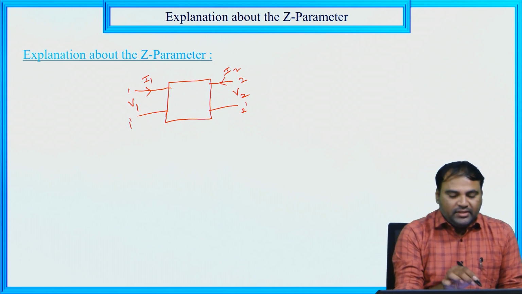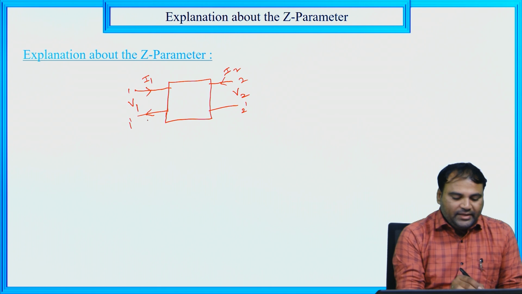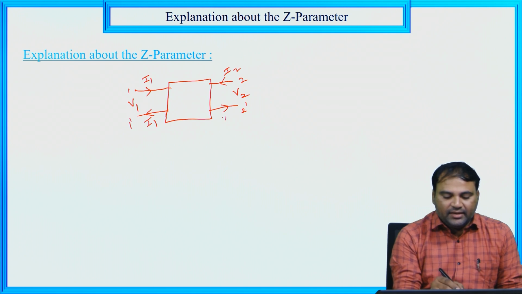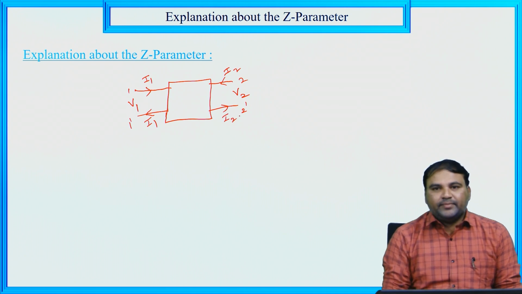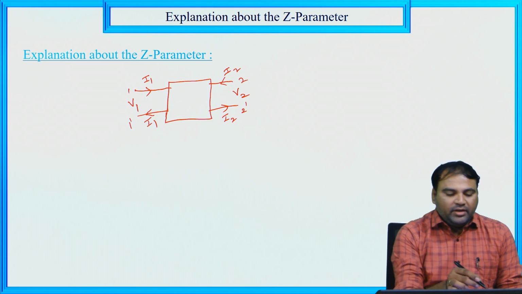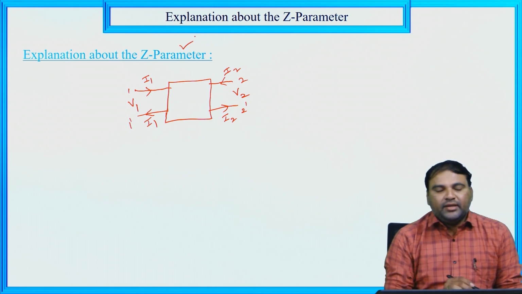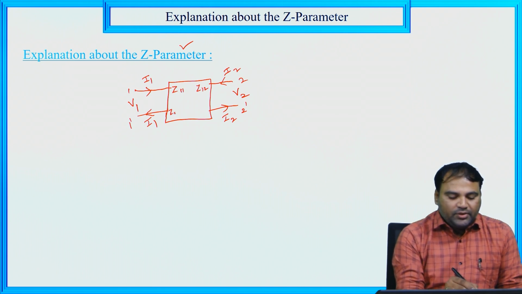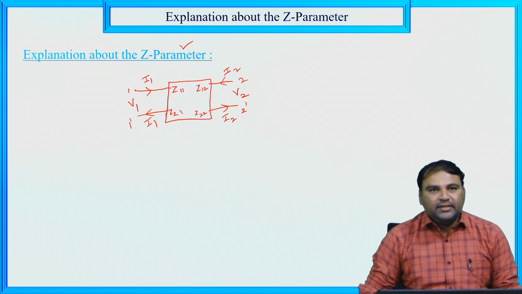In this circuit the current is flowing like this. It starts from 1 and leaves at 1 dash, and that is also I1. For the secondary side, it is also one single loop, so this side also the current is leaving, and that current I am taking as I2. We are talking about the Z parameters. For this, we have Z11, Z12, Z21, and Z22. So these are the Z parameters.